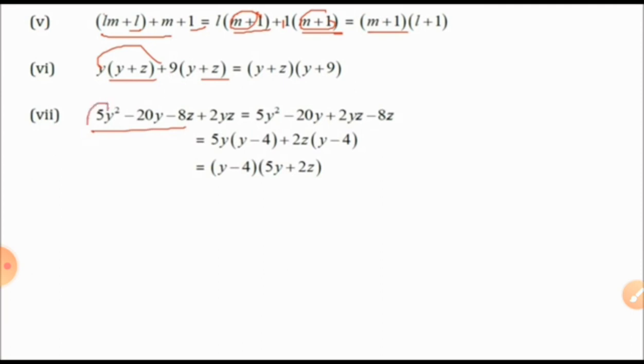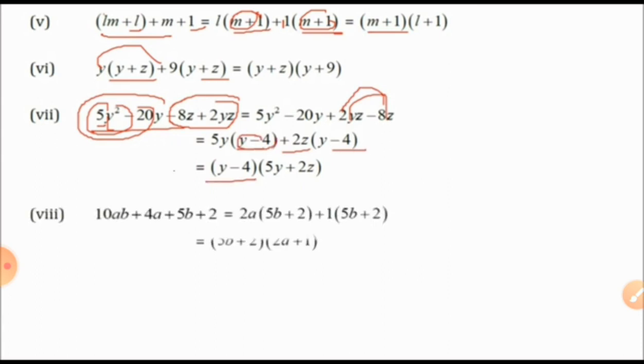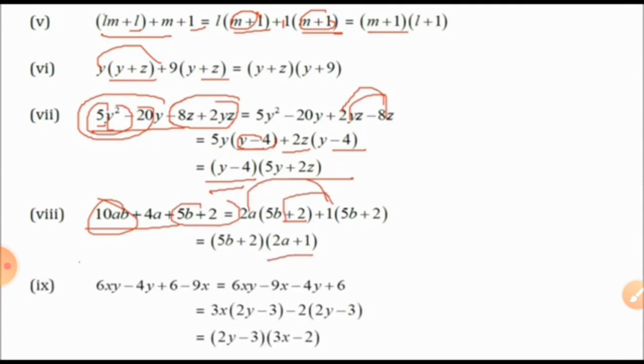So y plus z is common. Y plus 9 will be the second term. Both are multiplied. Again, you can check for the first two terms. 5y will be the common. Here, rearranging the numbers because I want the minus 4 afterwards. Now y minus 4 is common for both the terms: 5y plus 2z. Yes, my dear student, 10AB, not 100AB. Common one: 5b plus 2, 2a plus 1.